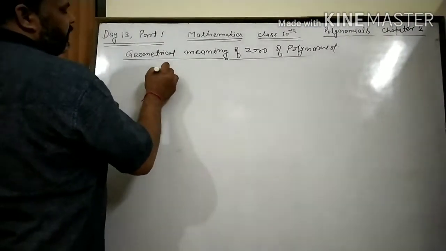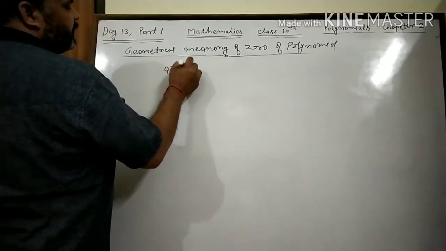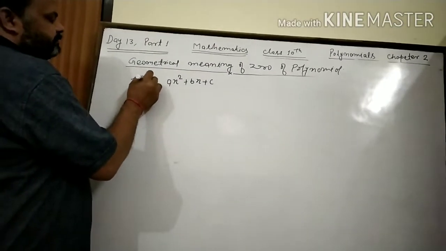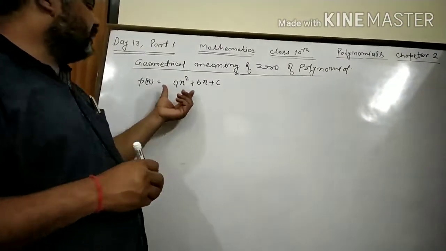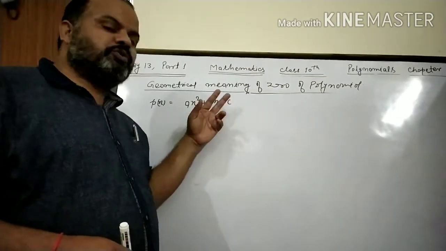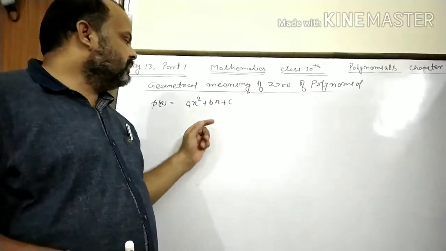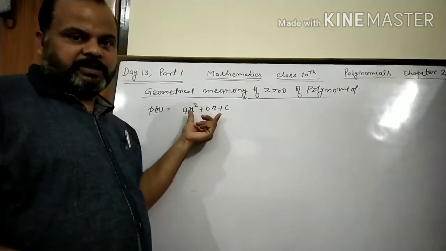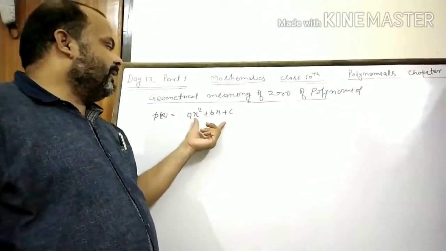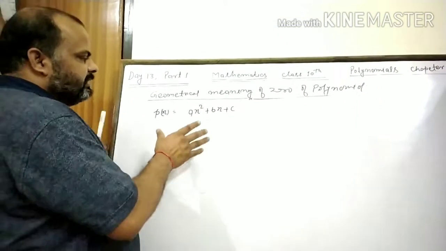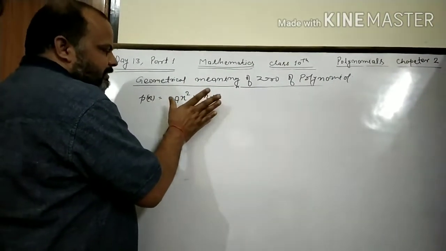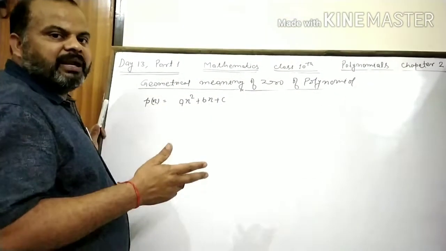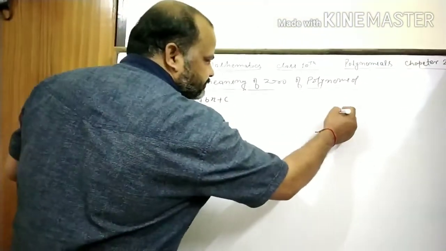Suppose we have a quadratic polynomial ax squared plus bx plus c. You know that a quadratic polynomial is of degree 2, which means it has 2 factors and 2 zeros, and the graph of this is a curved graph called a parabola. If you represent this polynomial on a graph, then you get a parabolic graph. Clear? See here.